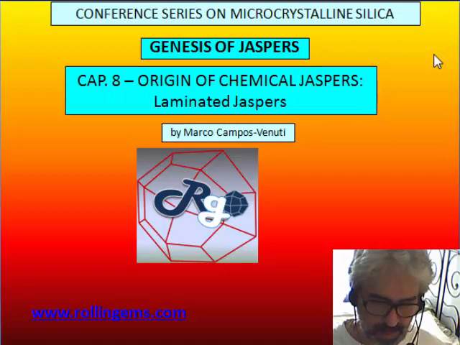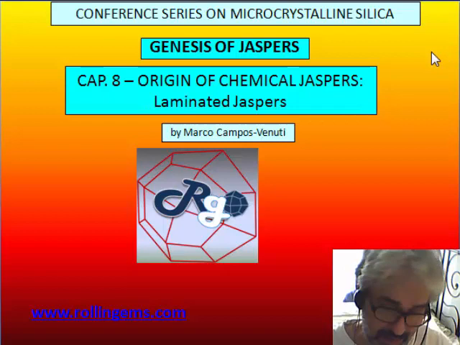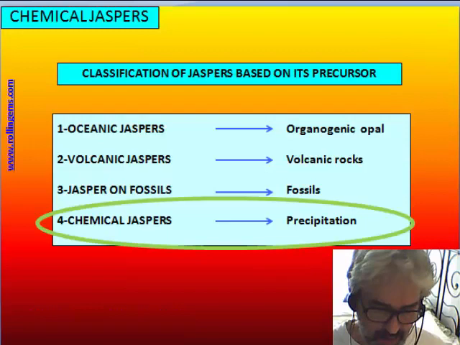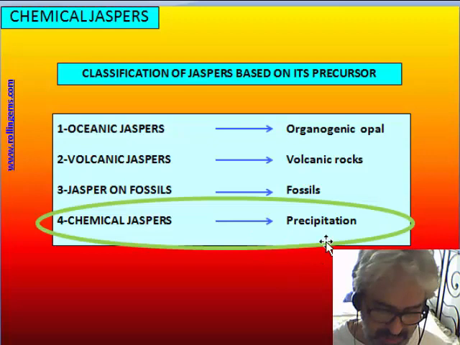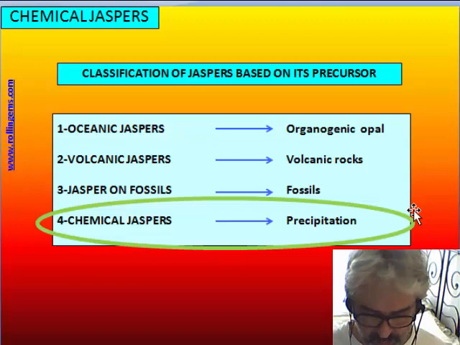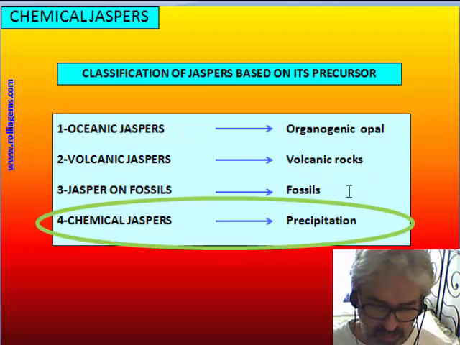In this video, we will start to talk about chemical jasper. That is one of the most interesting groups of jasper. And in our classification, chemical jasper are the only ones that originate by direct precipitation from solution. The three other groups are a kind of pseudomorphs on fossils, wood and other kinds of fossils, on volcanic glass and on organogenic opal. So this is directly from fluid.